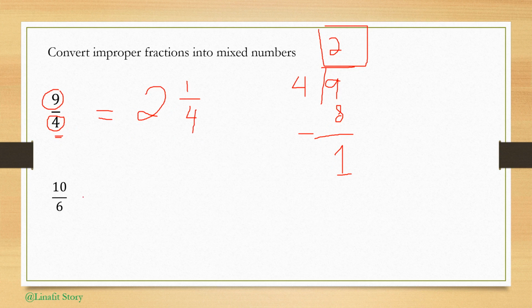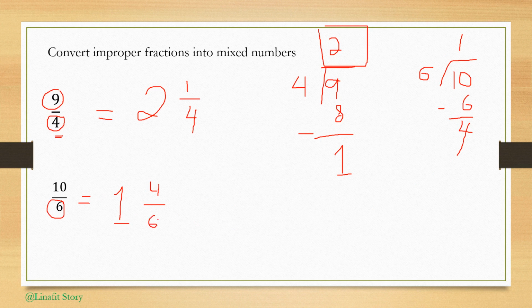How about 10 out of 6? You have to divide the numerator by the denominator. So 10 divided by 6 equals 1. 6 times 1 equals 6. Remainder 4. So 10 out of 6 equals 1. Put the remainder as the numerator, 4 out of 6.